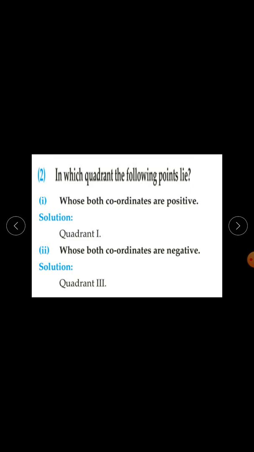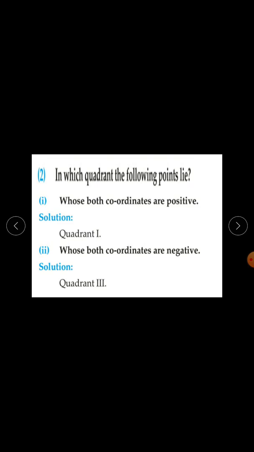Now, question number 2. In which quadrant do the following points lie? First sub question. Whose both coordinates are positive? So, this point lies in first quadrant. If both coordinates are positive, X coordinate is also positive and Y coordinate is also positive. So, this point lies in first quadrant.